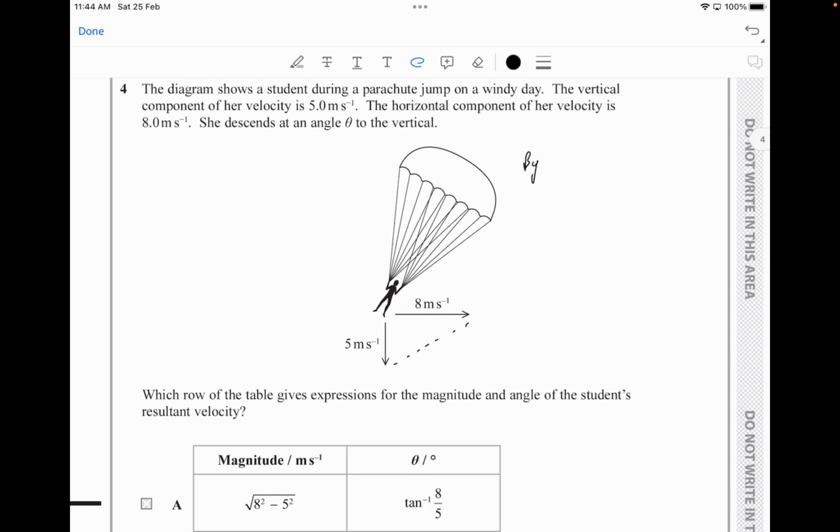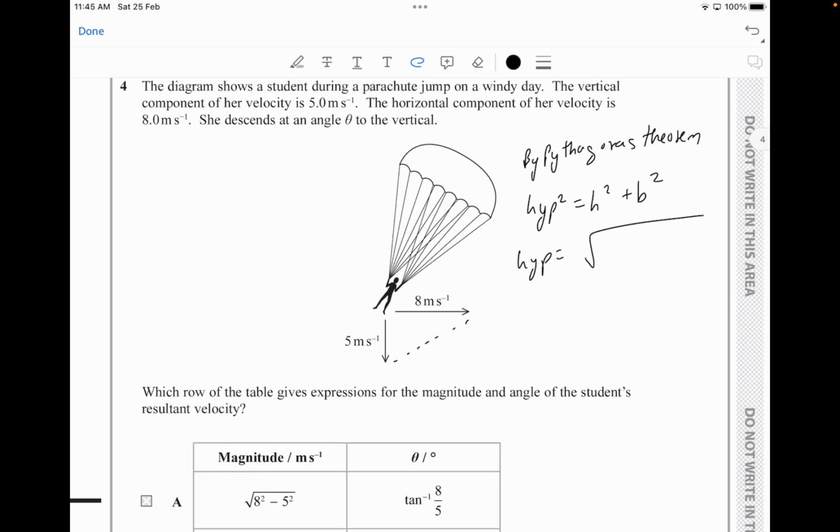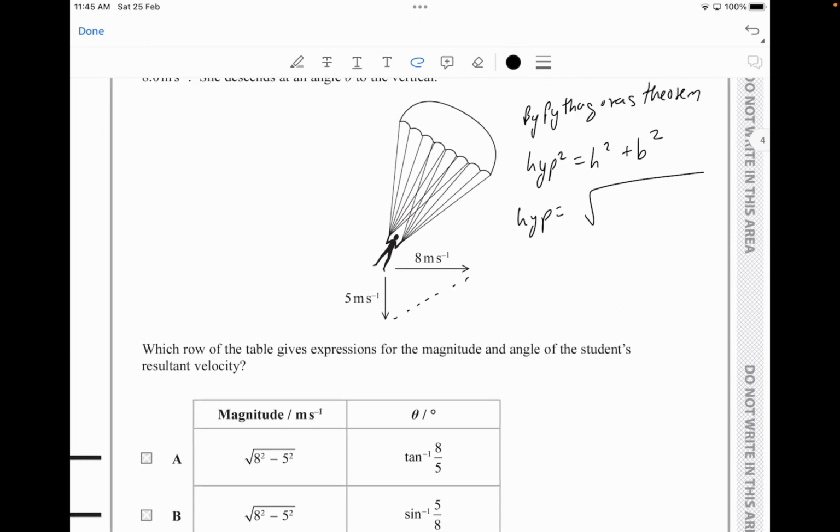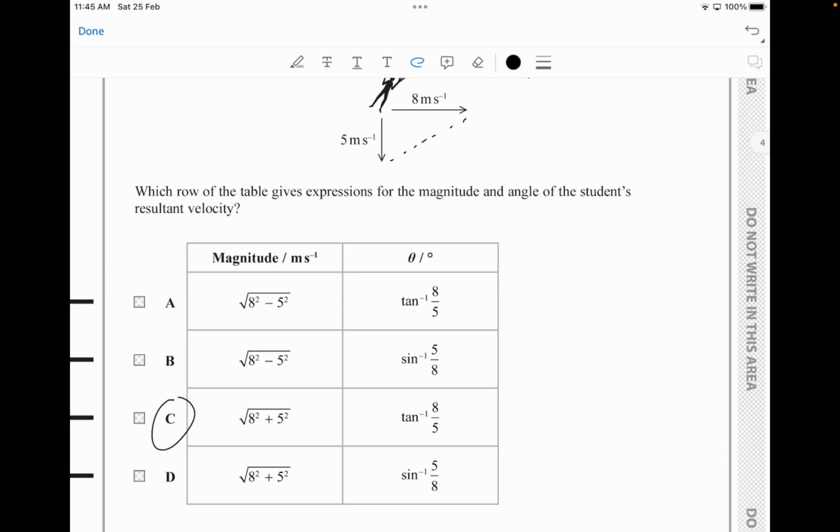By Pythagoras' theorem, we know that the hypotenuse squared is equivalent to the height squared plus the base squared. To find the hypotenuse, that's going to be the square root of the height squared plus the base squared. In this case, that's roughly 5 squared plus the base 8 squared. This is going to become your hypotenuse, which is the magnitude. So indirectly, we can see in the options that it could be either option C or D.